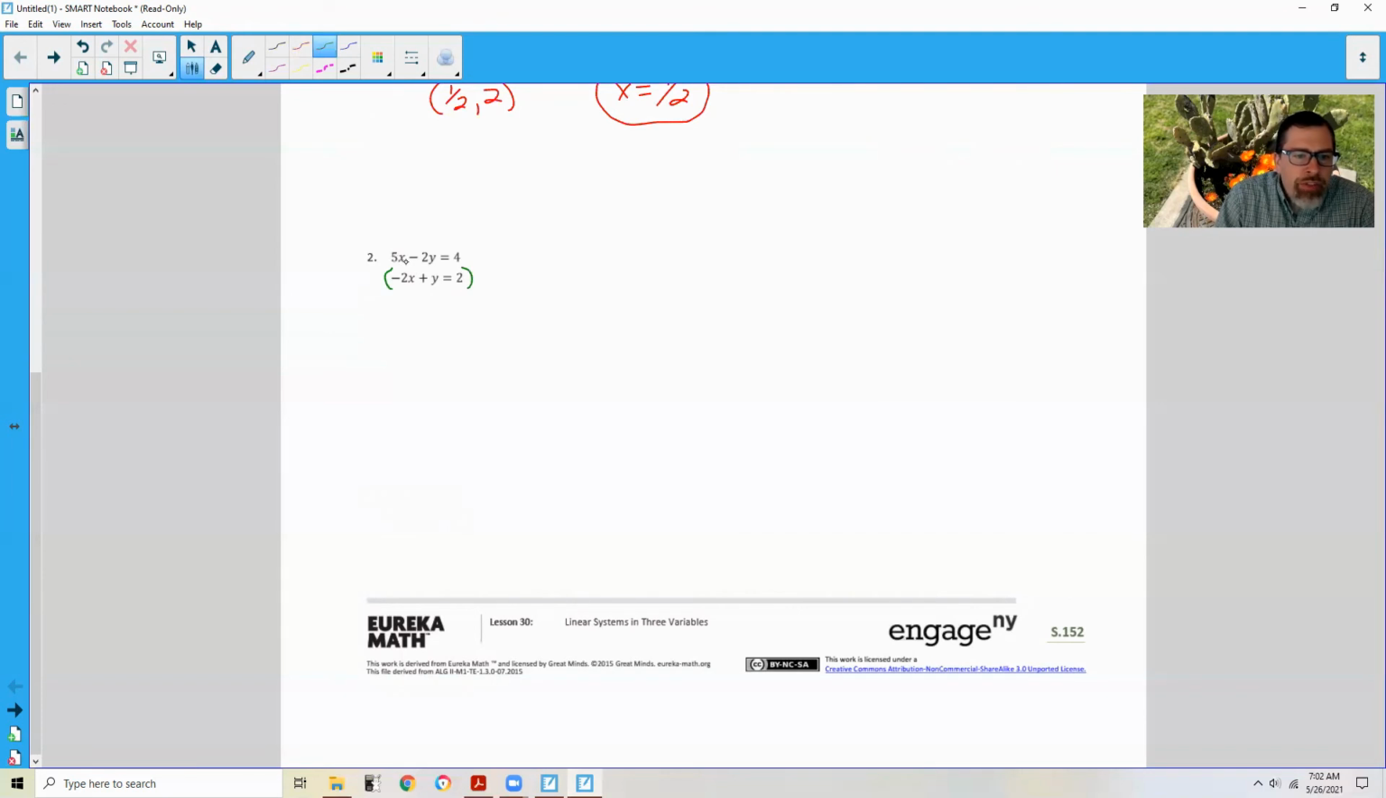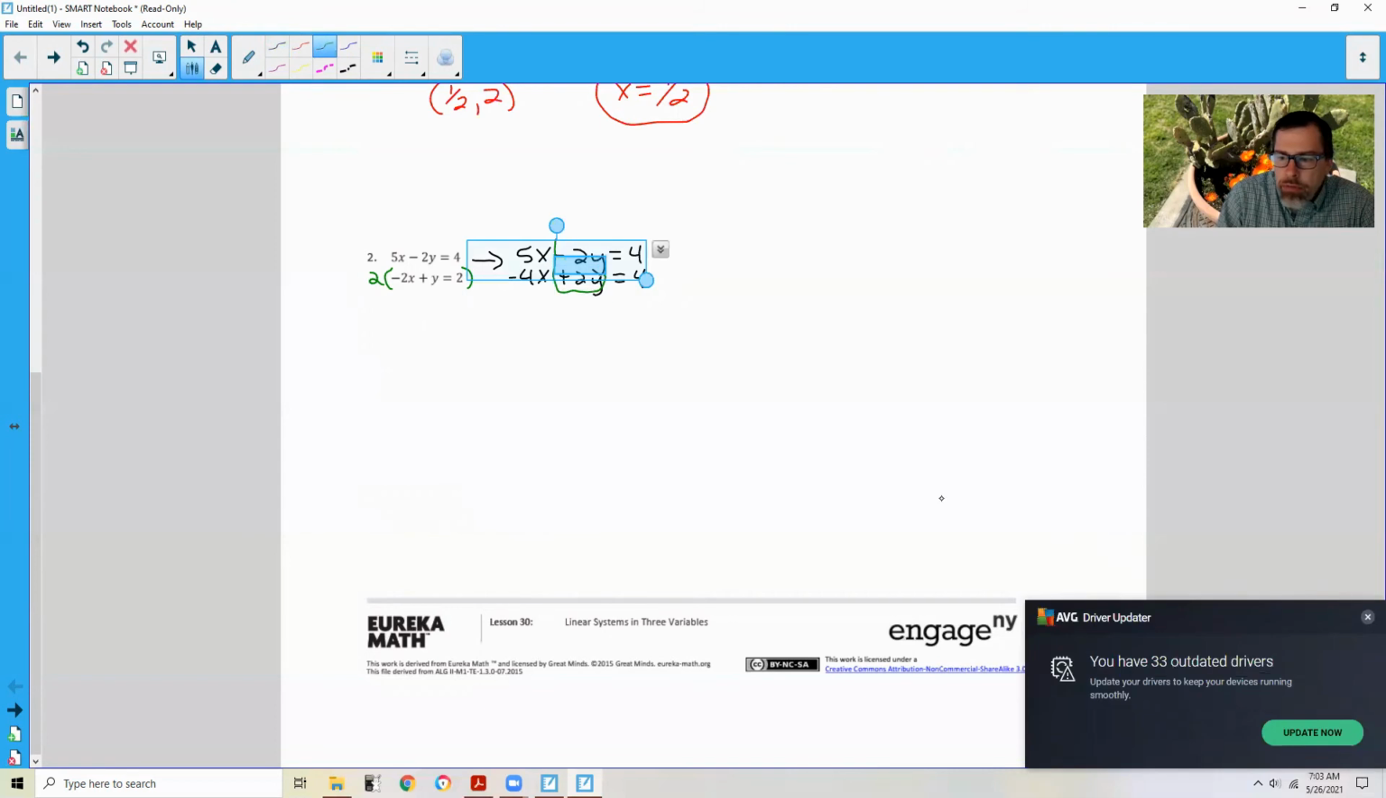So 2 won't go into 5, obviously. So if I only want to do as little as possible to solve this, multiplying y times 2 would give me the opposite of negative 2. So I'm going to multiply this second equation by 2. So what's that going to yield? So I'm going to arrow over here. 5x minus 2y equals 4 did not change. But I'm going to take 2 times a negative 2x, and that's going to be negative 4x. 2 times y is 2y, and 2 times 2 is 4. So now you can see I have opposites.